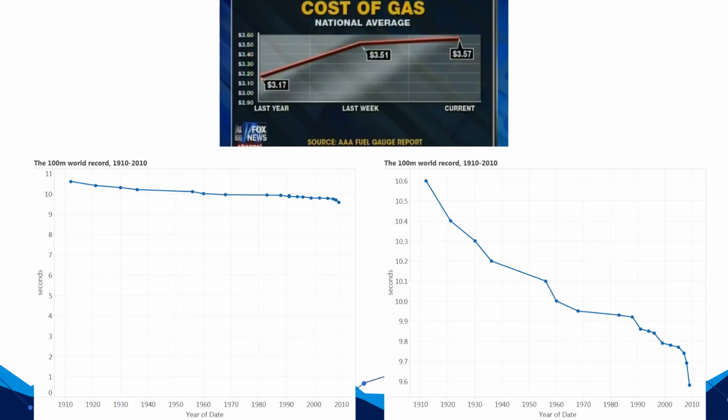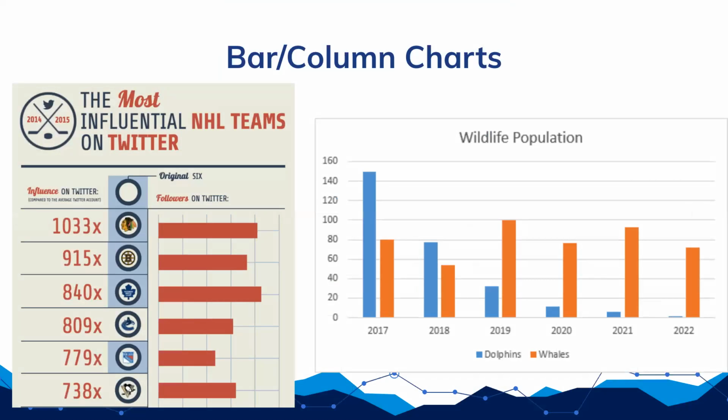You show a shorter y-axis, and it looks like in reality the record is being demolished every single year. And now we're actually getting faster and faster, right? Like in recent years. So again, if you don't know what to do, set it to 0, but sometimes it's good to break this rule.